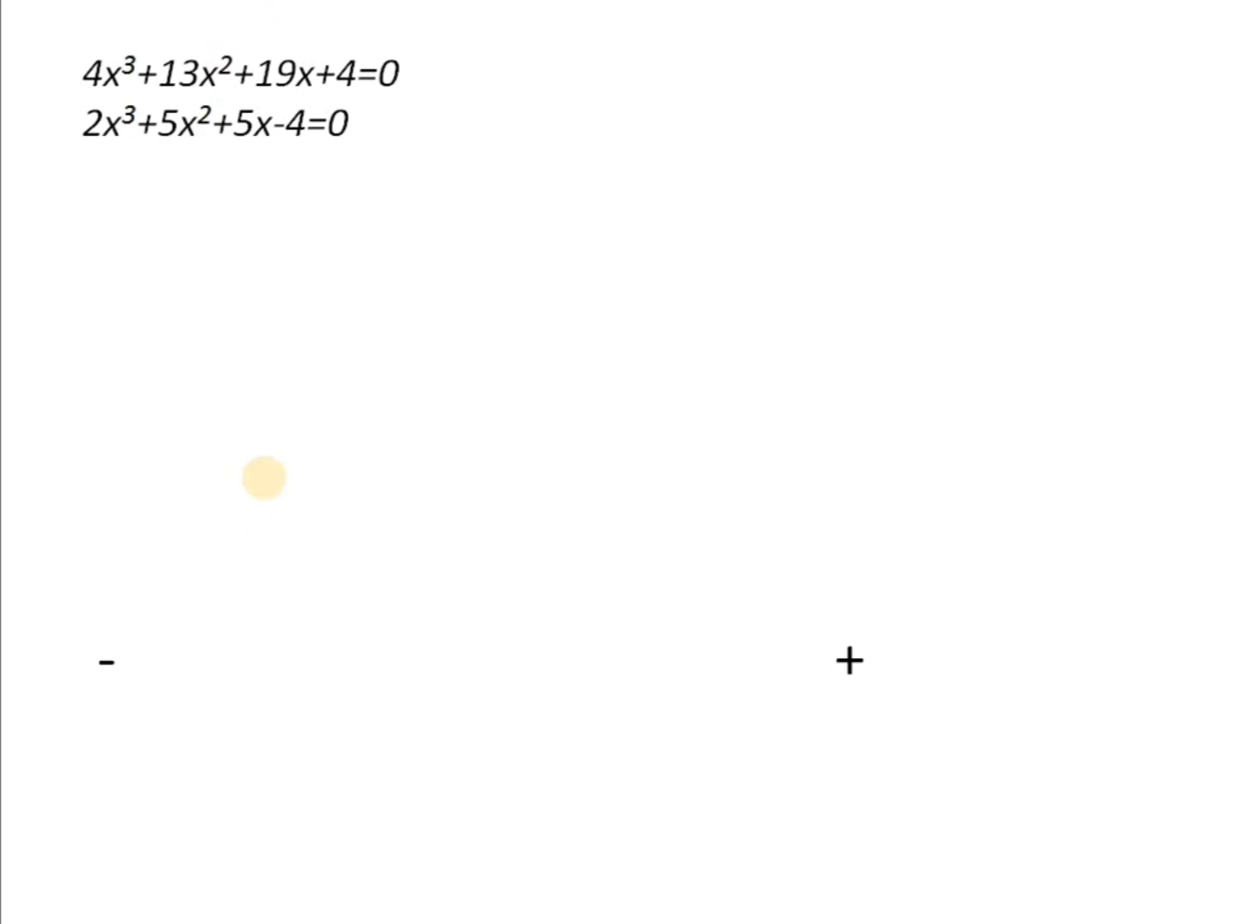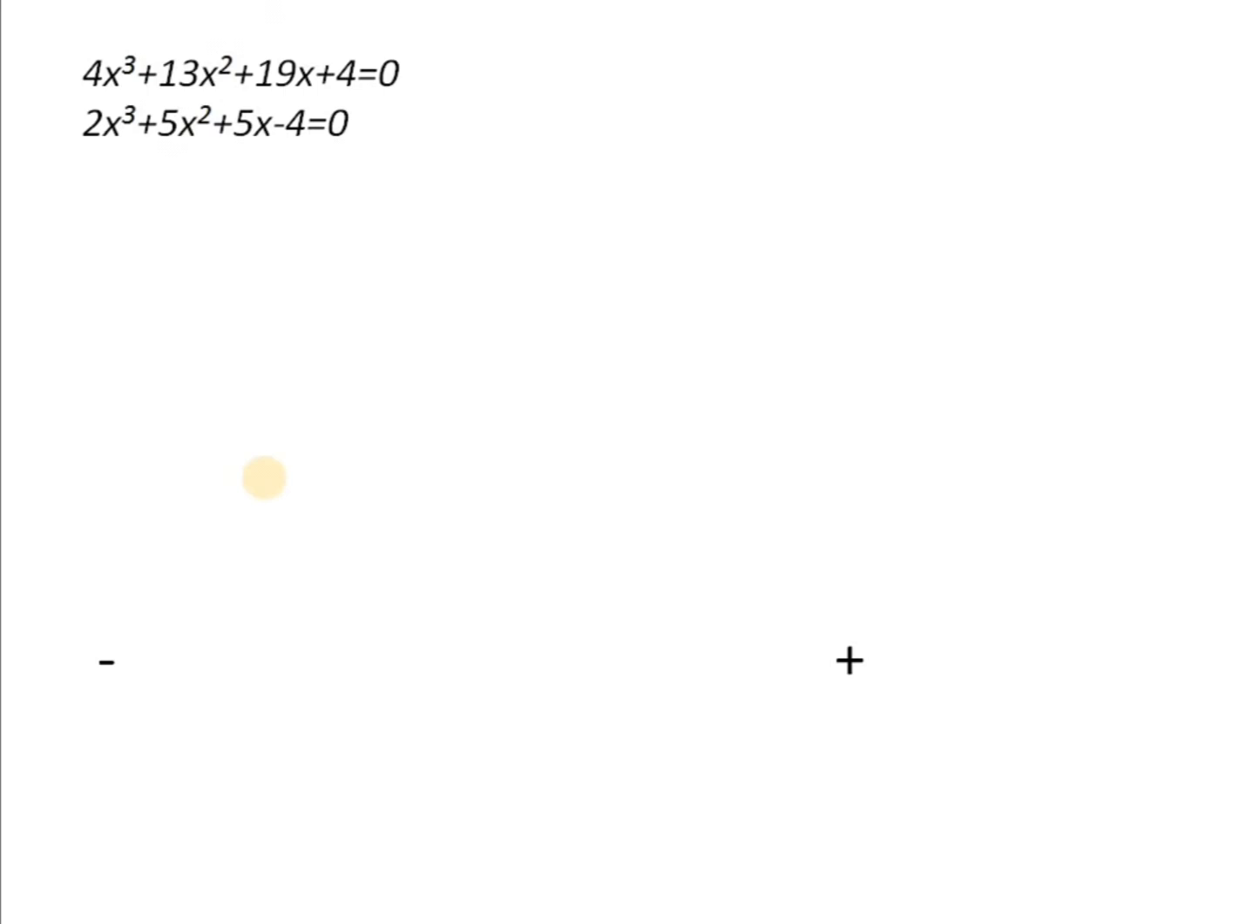So let us take two cubics here. In other words, two polynomials. So we have 4x cubed plus 13x square plus 19x plus 4 is equal to 0. And the other polynomial is 2x cubed plus 5x square plus 5x minus 4 is equal to 0. In the previous session, on how to find factorization of cubics, you have learned that there is at least one real root of every cubic equation.